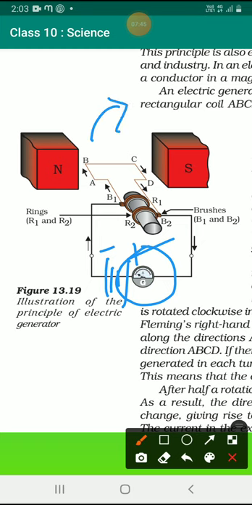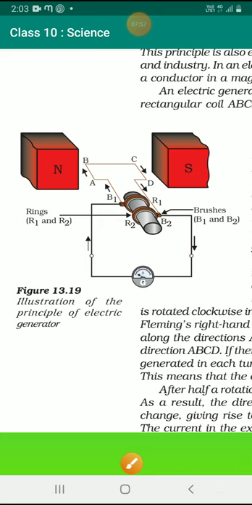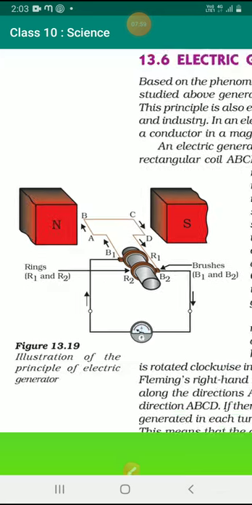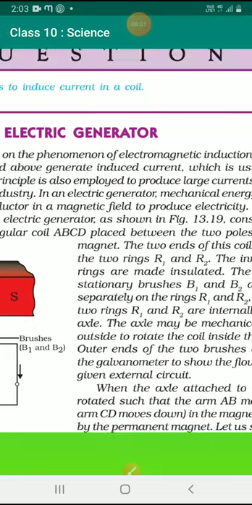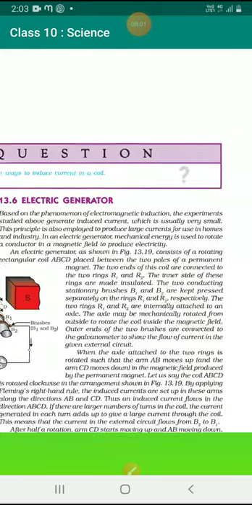Right, but here in this module, in this diagram, we are just discussing how exactly the generator works, right? I hope you are familiar with this diagram. And then let's try to see what is given in your textbook.